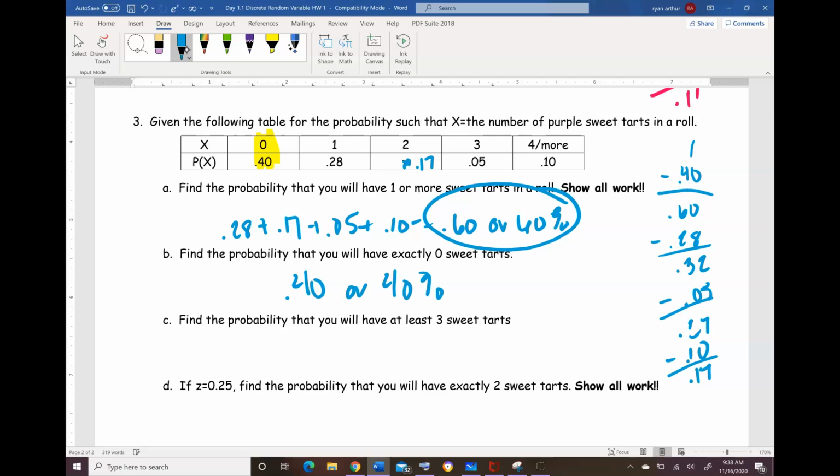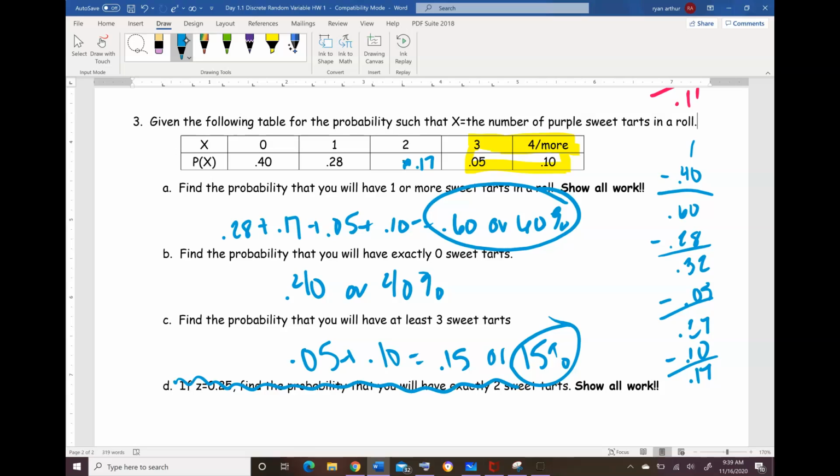All right, find the probability that you will have at least 3. So at least 3 means, like if I tell you you have at least 2 chances to take the test, that means no less than. So at least 3 is I want 3 or more. Okay? So I'm going to say 0.05 plus 0.10, and I get 0.15 or 15%. Okay? All right, we're going to disregard that last question. All right, but that is how you do this section. Okay, guys?